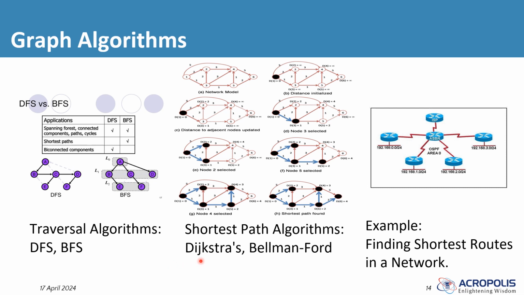The other algorithm is the shortest path algorithm, such as Dijkstra and Bellman-Ford. As the name suggests, shortest path. In this, we find the shortest path from point A to B that covers the minimum number of nodes or vertices. A real life example of finding the shortest path is finding the shortest routes in a network.